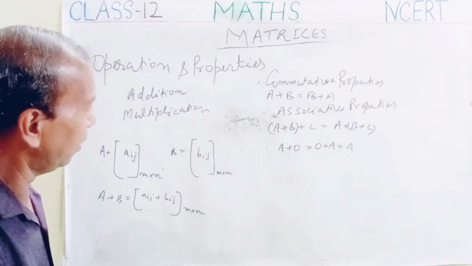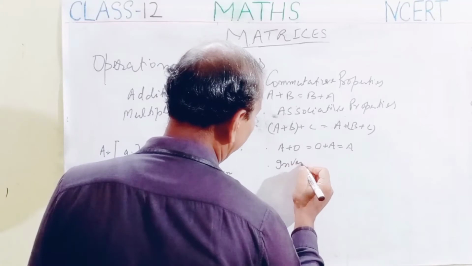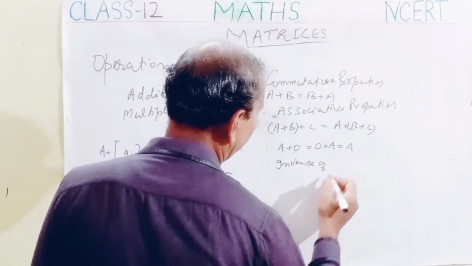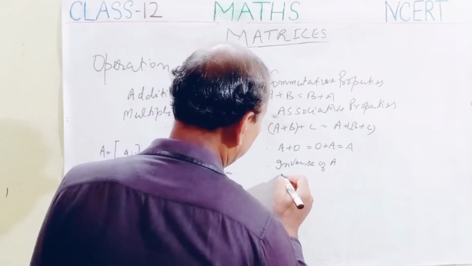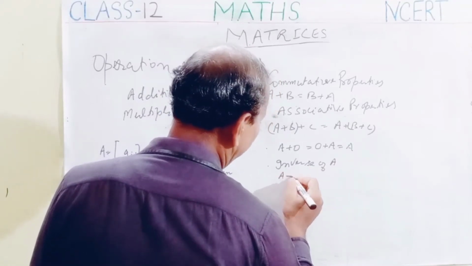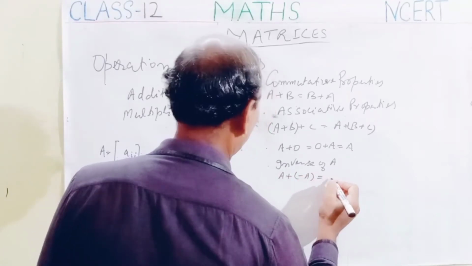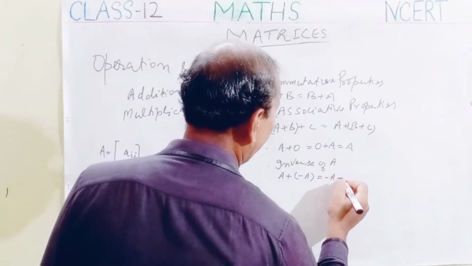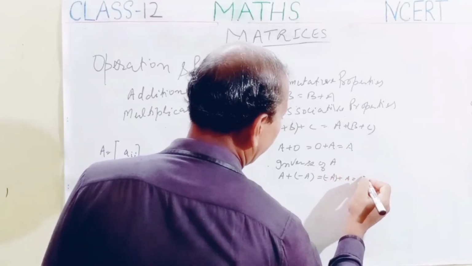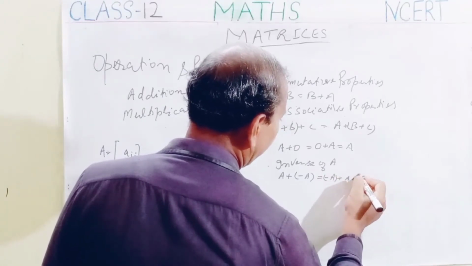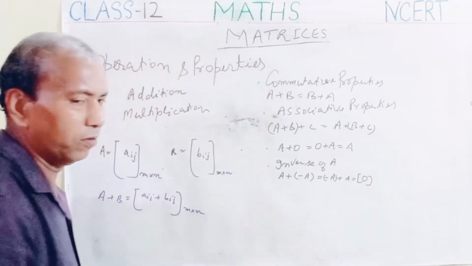And let's suppose the inverse of A. Let's suppose I want to find the inverse of the A matrix. Inverse of A means, if you take A plus minus A, this is equal to minus A plus A, and this is your 0 matrix. Then this minus A is called the inverse of matrix A.